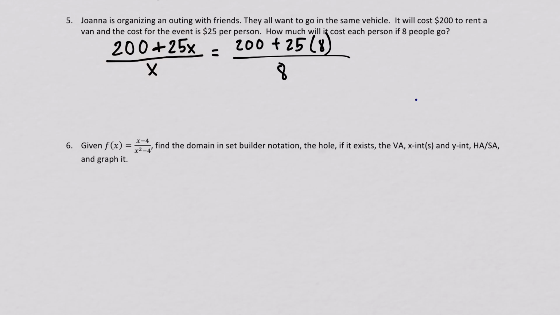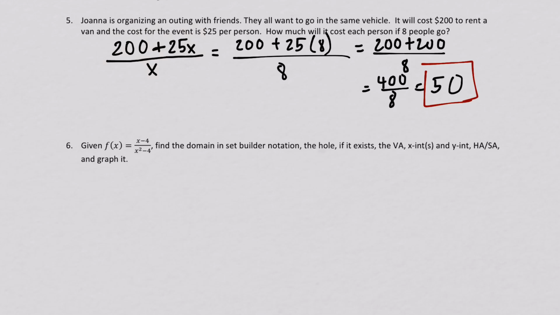Plug that into your calculator, and you get 200 plus 200 over 8, which is 400 over 8, which is 50. If 8 people go, it will be approximately $50 per person.